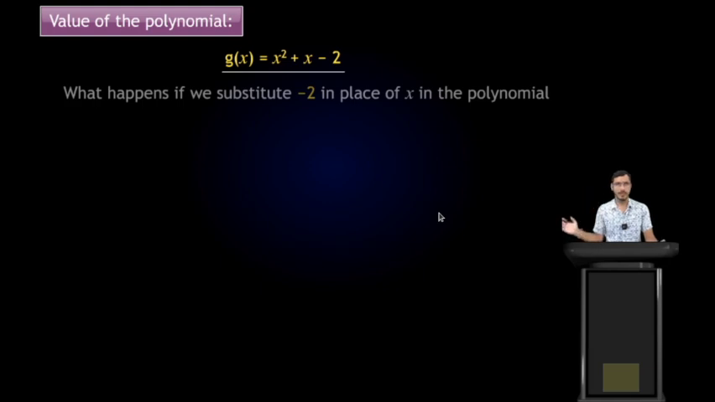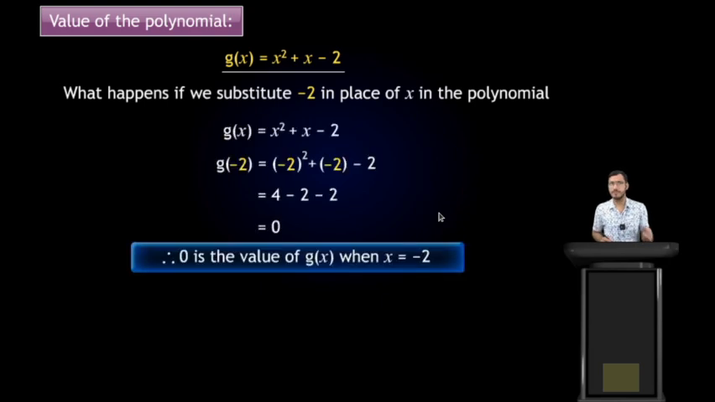So we substitute x equal to minus 2 here. So the answer is x square, that means minus 2 square, minus 2 and minus 2. So minus 2 square is positive 4, minus 2 minus 2. So here the answer is 0. That means 0 is the value of g(x) when x equals minus 2.